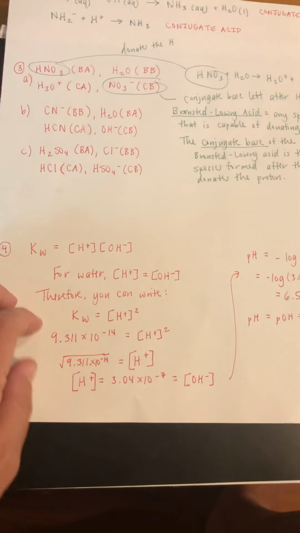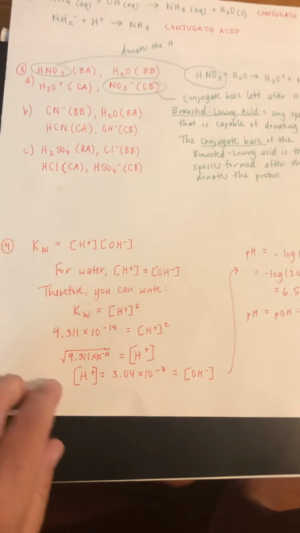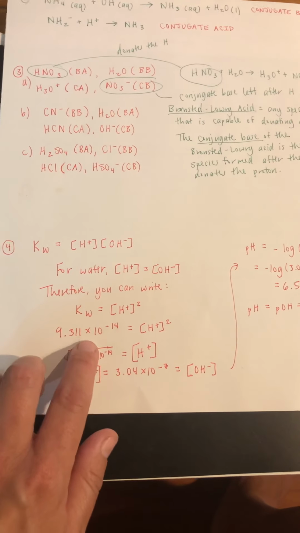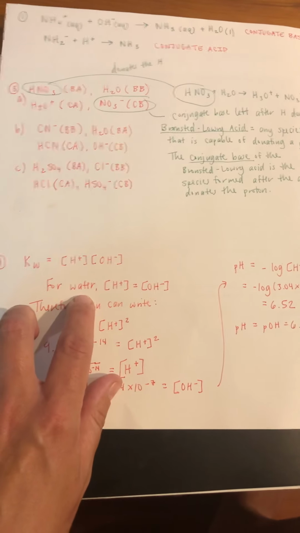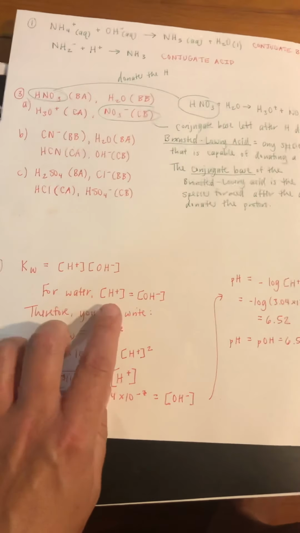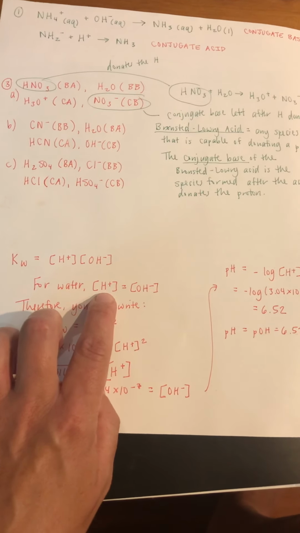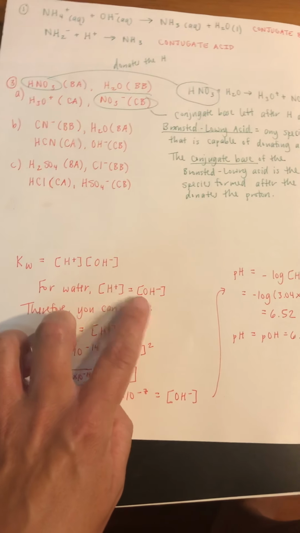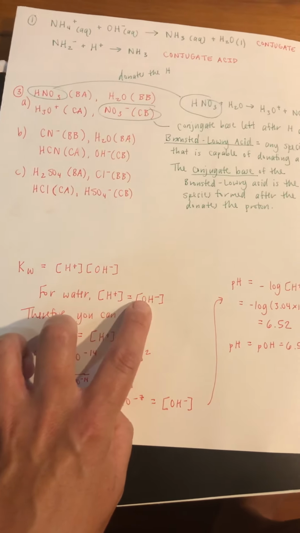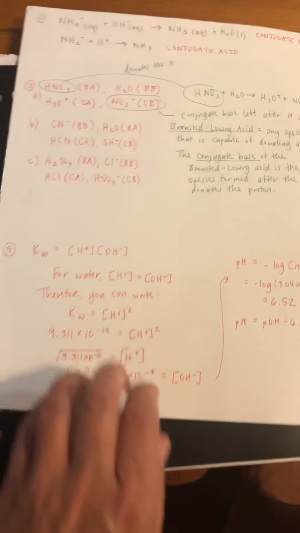So for the equation, we know Kw. They gave it to us, 9.311 times 10 to the negative 14th. For water, because they state that we're dealing with water, the concentration of hydrogen ions is always going to equal the concentration of hydroxide. Why? Because when H2O splits, these are the two species that remain.